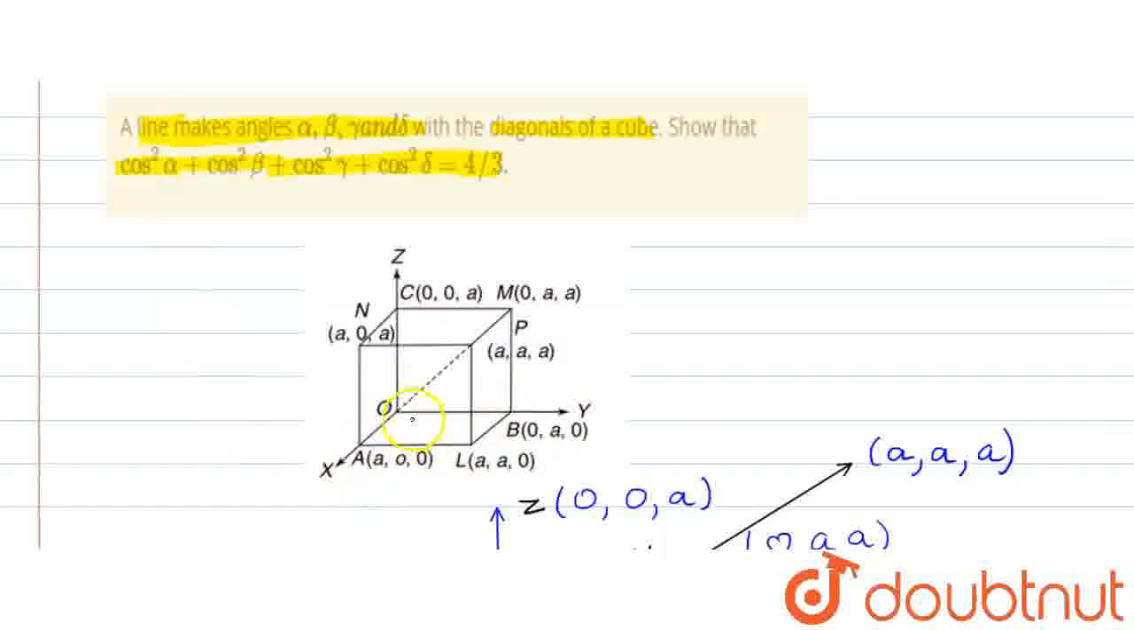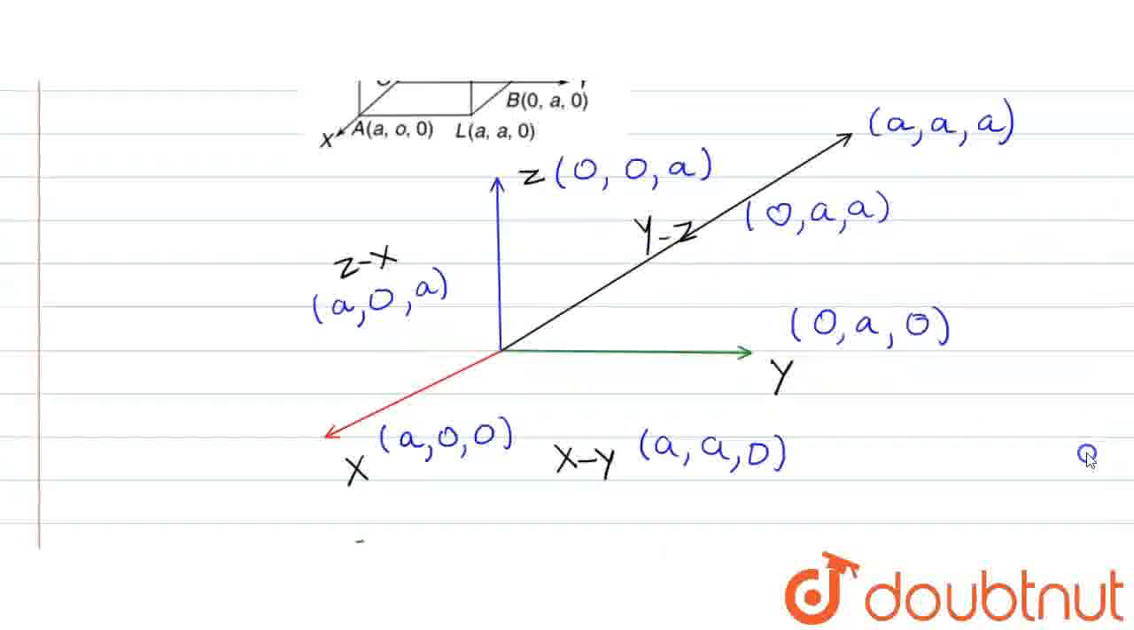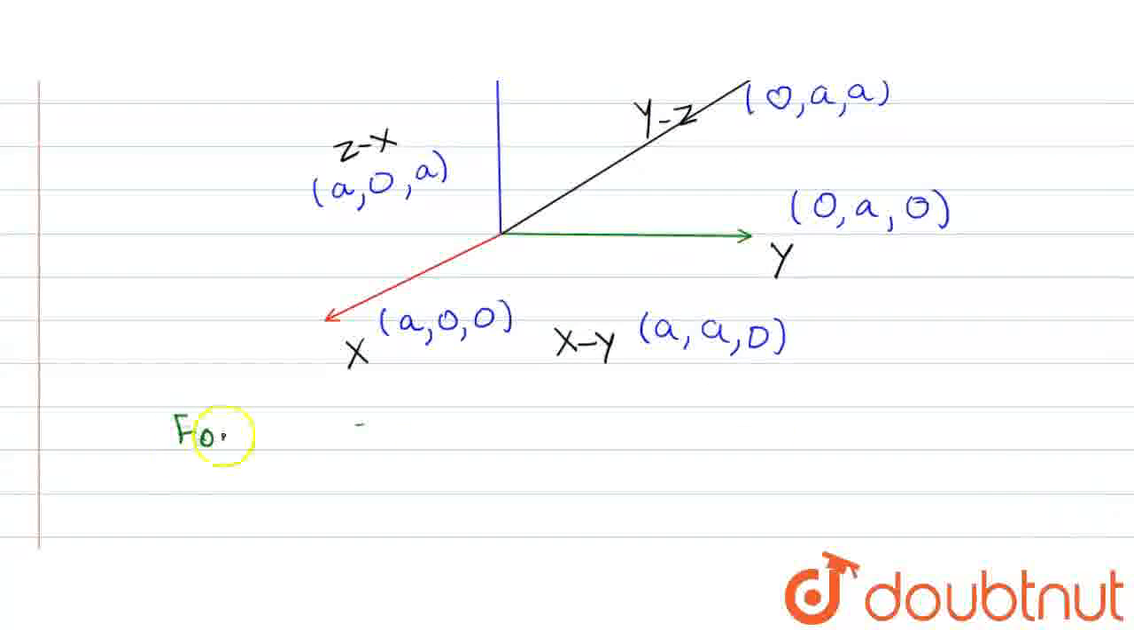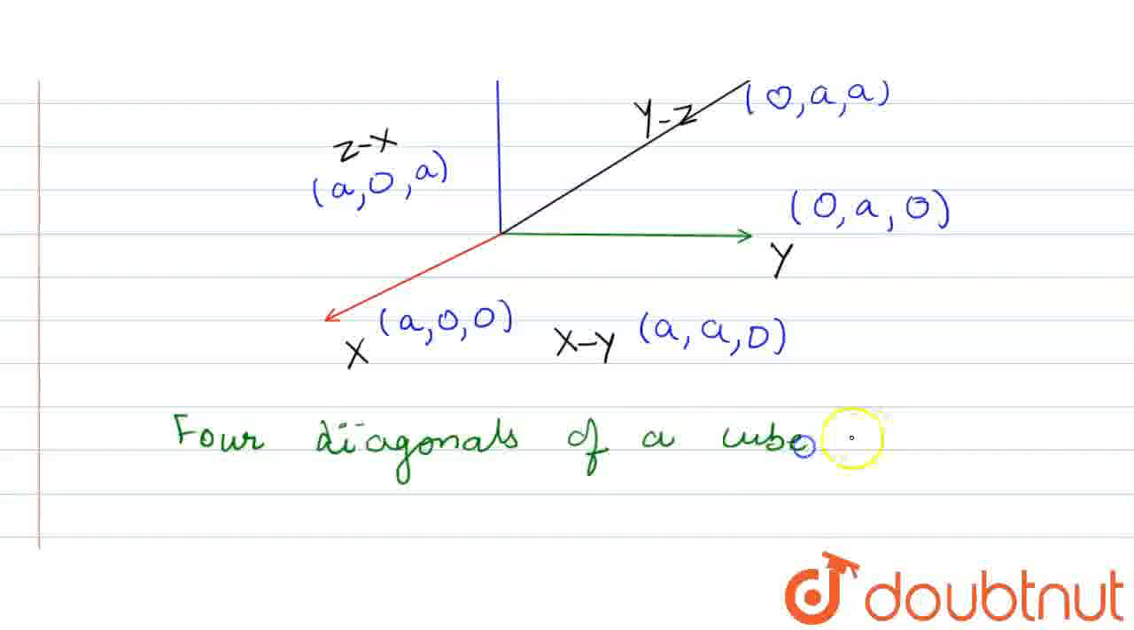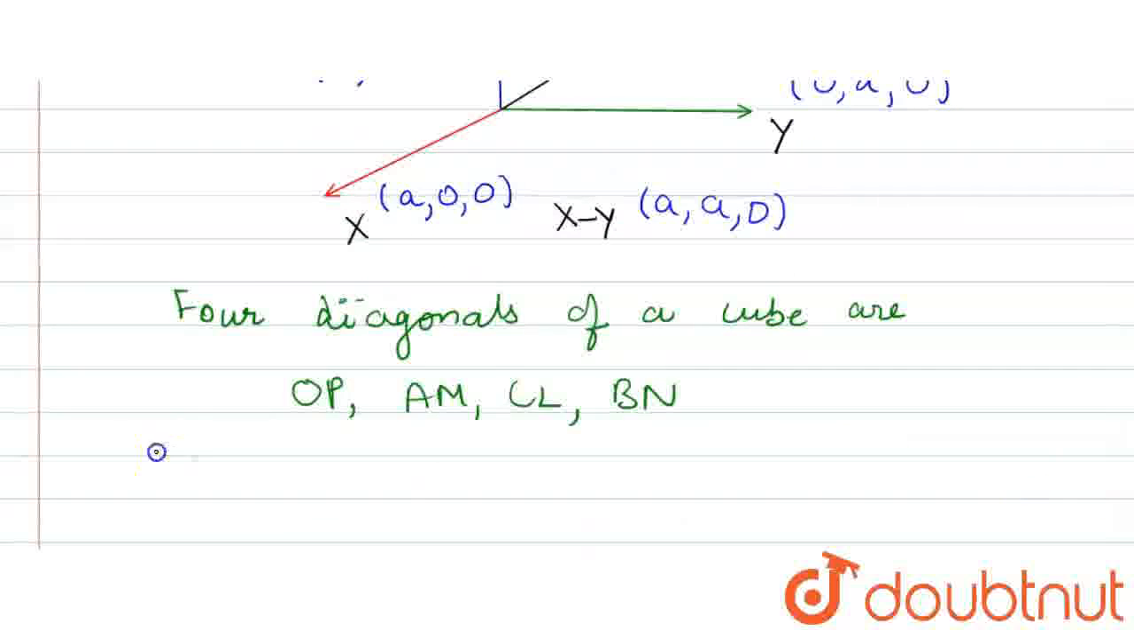So let us find how many diagonals are there. There are four diagonals. First is OP, second is AM, third is CL, fourth is BN. So the four diagonals of a cube are OP, AM, CL and BN.